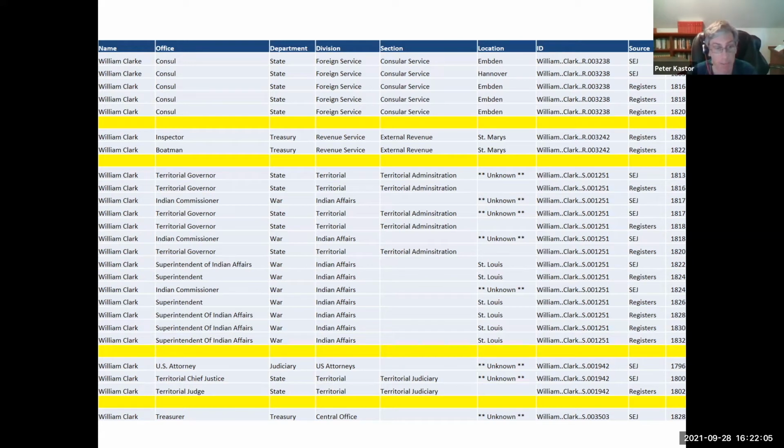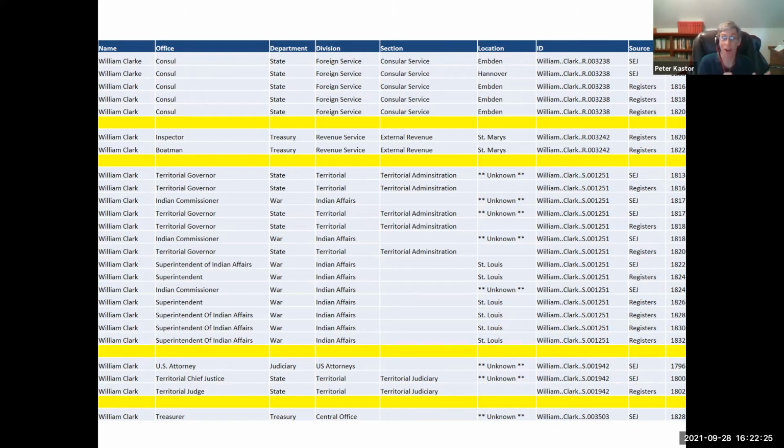There's one who was the treasurer of the US Treasury. He shows up at the bottom. There's one who was a judicial official. He's a US attorney, he's a judge, he's a territorial chief justice. And then there's the William Clark we know of, who was a territorial governor, an Indian official, and he shows up multiple times because every 2 years that register comes out.